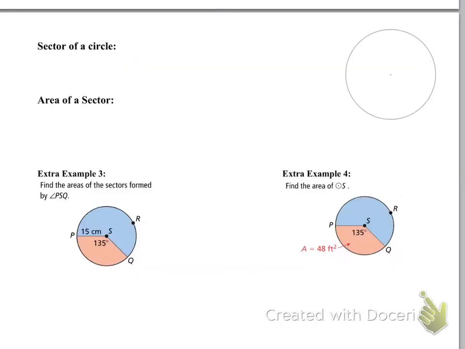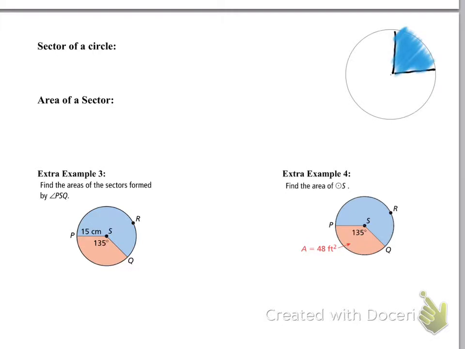All right, next one, sector of a circle. Okay, so the sector of a circle, again, is a piece of a circle. So a sector is, again, like our central angle. The sector is all of the stuff inside here. So here's my sector.